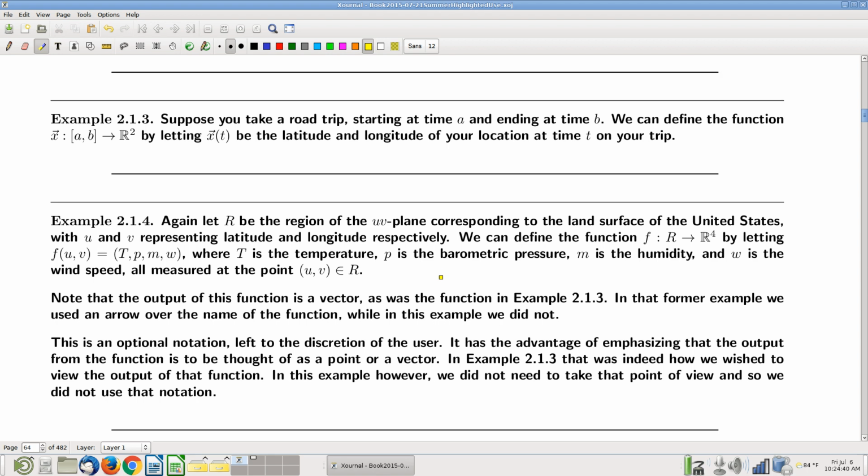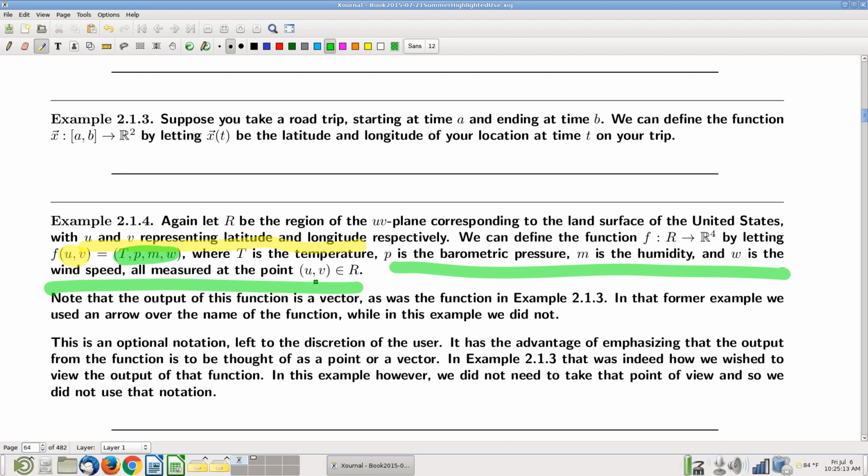And here's a wacky example. Let's call this the weather function. If you give me a location, I can give you a bunch of variables representing the weather at that point. At a certain longitude, certain latitude, we can talk about, well, what is the temperature and the barometric pressure and the humidity and the wind speed. And that's a short list of weather variables that we could be interested in talking about, right?